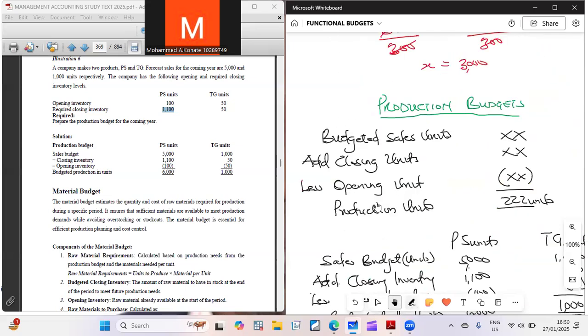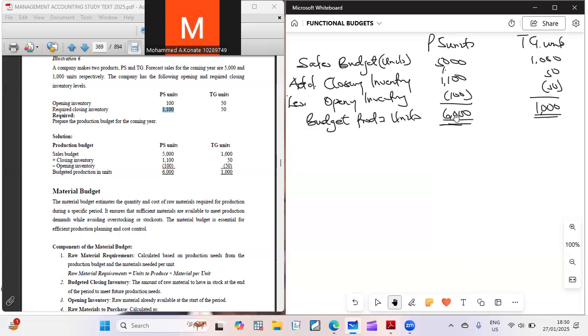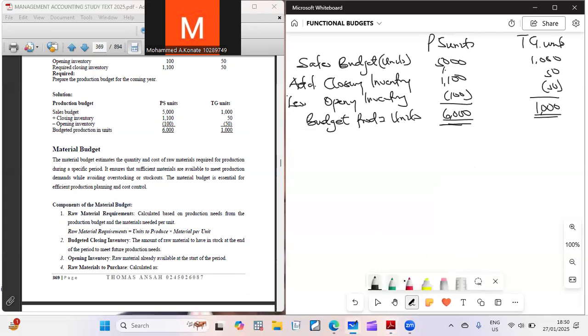So this one was number 2, production. So let's go to material. Now we know from here the budgeted units that we want to produce. If we want to produce 6,000 units, what is the raw material quantity we will need to produce that? So we look at the material units and the components, the material required. The materials required is the same template that you have done here. So materials required budget.